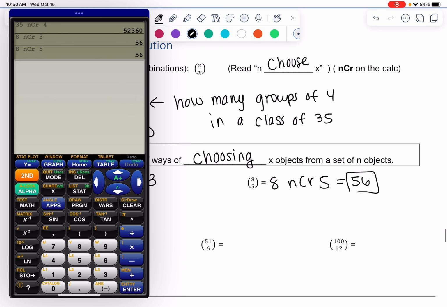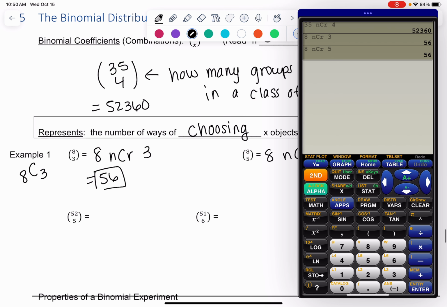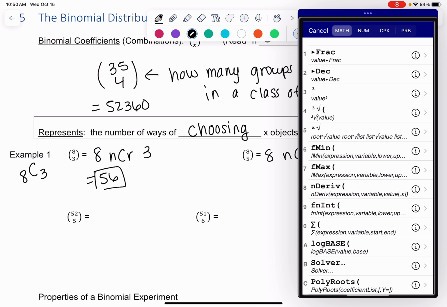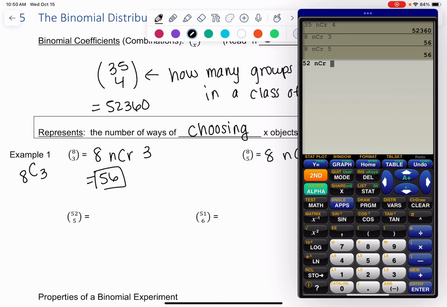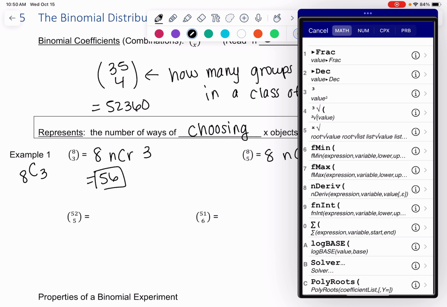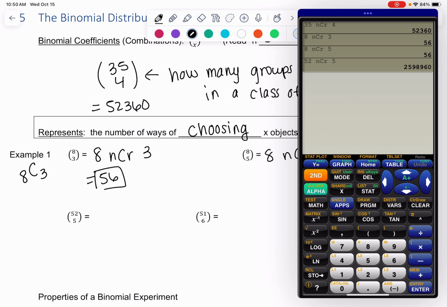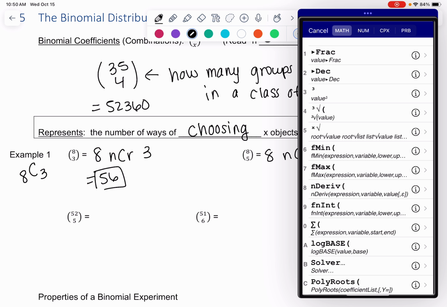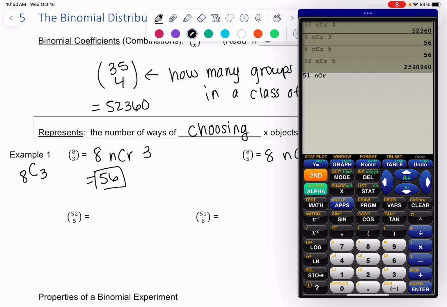So why don't you try the remaining ones? Maybe pause the video and just see if you can type them, and then come back and check that we get the same numbers. So I'm doing top number, NCR bottom number. So I'm just going to type them all really quickly. And then you should just pause and practice. Make sure you're getting the menus down.